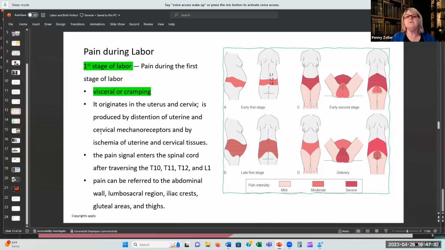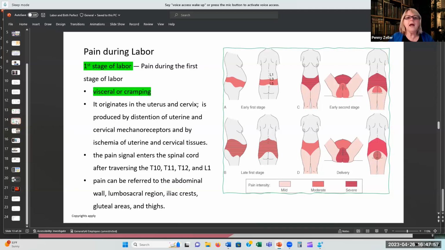Opioids aren't going to do a lot with visceral pain. Meperidine works real well with visceral pain, but we don't use it much in labor because it has long-lasting metabolites that the fetus collects. So we don't want to really use it. It's being used, but we don't like to use it.